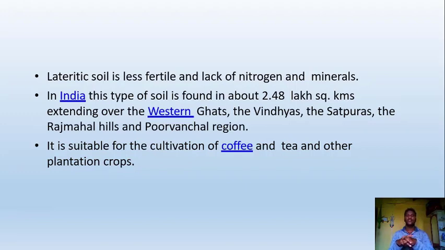In India, this type of soil is found in about 2.48 lakh square kilometers, extending over the Western Ghats, the Vindhyans, the Satpuras and Rajmahal Hills and Purvanchal region. It is suitable for the cultivation of coffee and tea and other plantation crops.